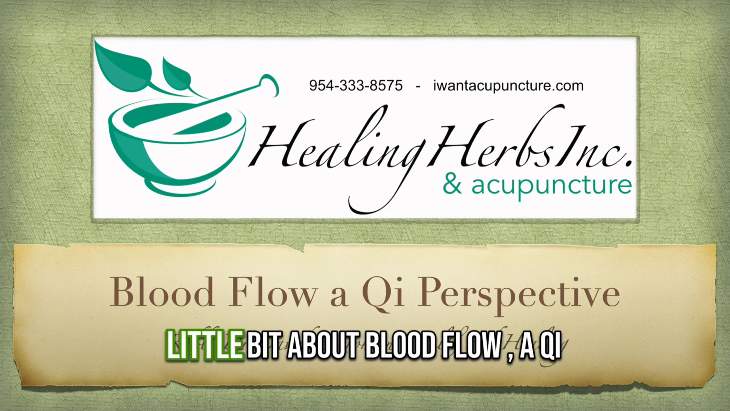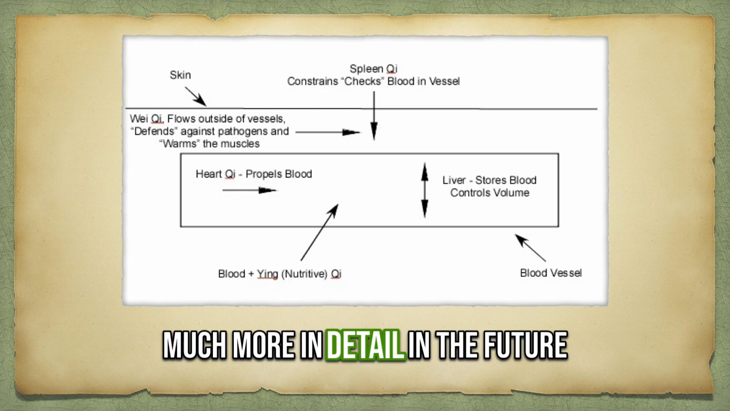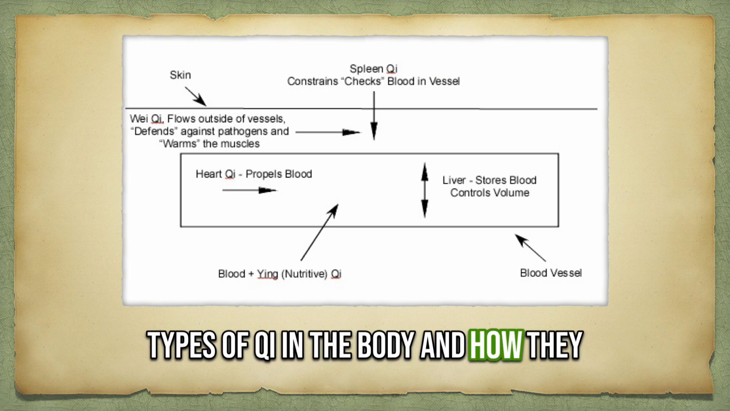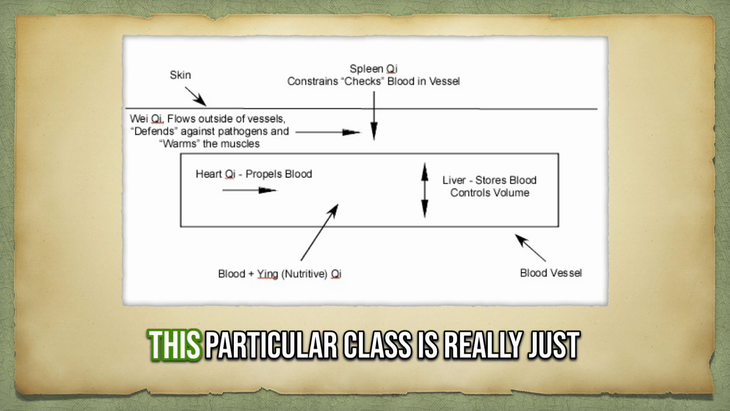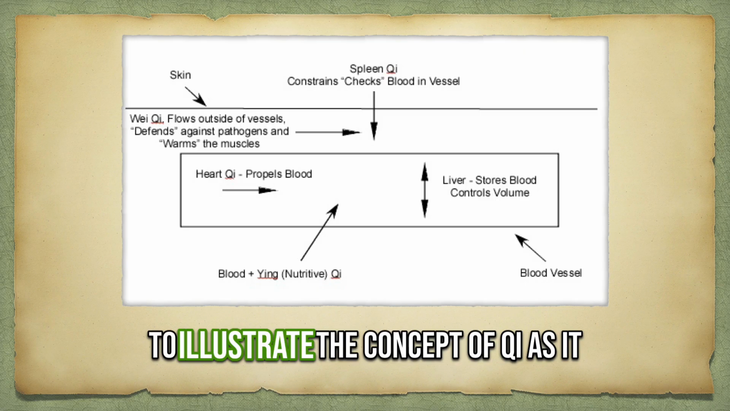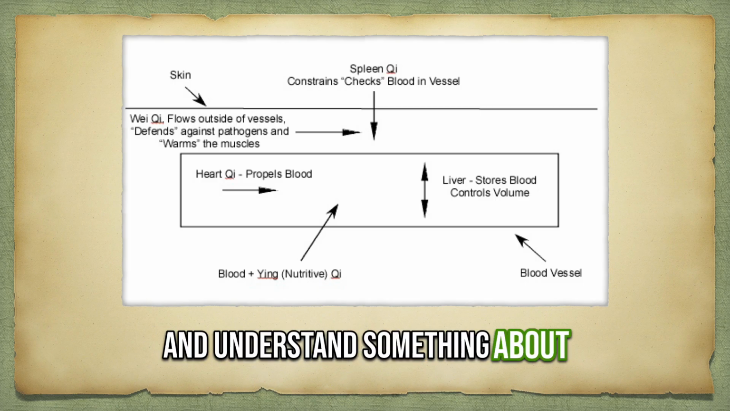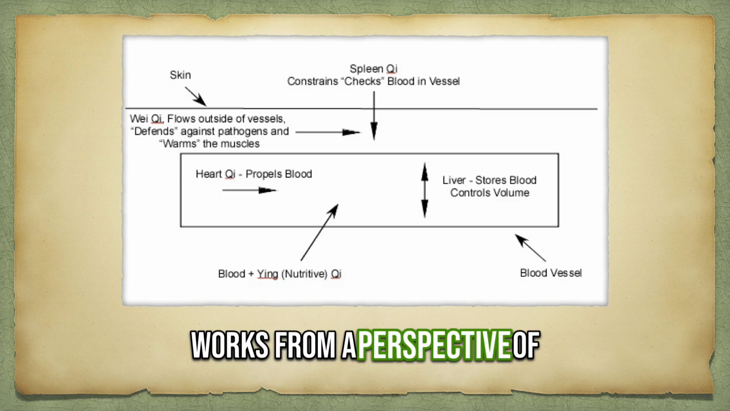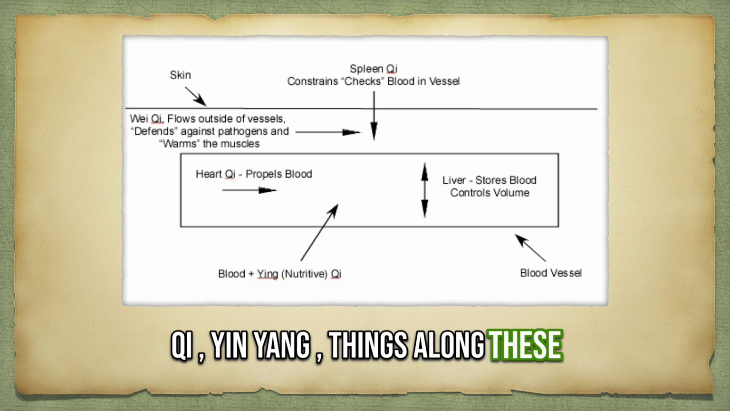Welcome back. We're going to talk a little bit about blood flow, a Qi perspective. I'm actually going to go much more in detail in the future into the concepts of the various types of Qi in the body and how they work, and also about blood from a perspective of Chinese medicine. This particular class is really just to illustrate the concept of Qi as it flows and helps us describe and understand something about human physiology from the perspective of someone who's thinking in terms of Qi, yin yang, things along these lines.